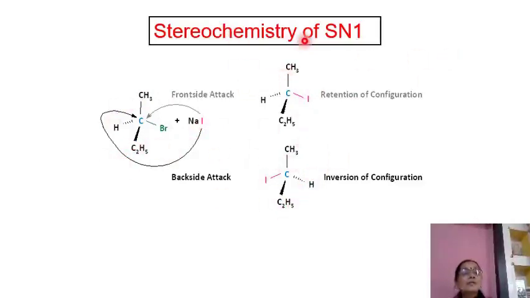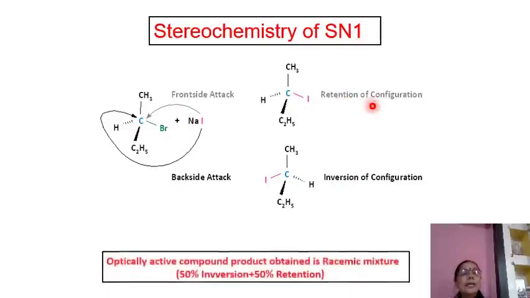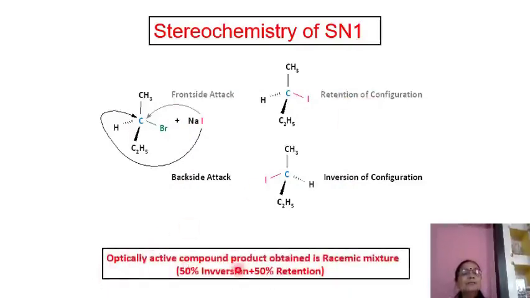Therefore, from the stereochemical point of view, attack of the nucleophile is possible from both sides, backside as well as front side. Backside attack gives inversion, front side attack gives retention of configuration. Hence, whenever we consider SN1 in the case of optically active compounds, meaning an asymmetric carbon where all groups attached are different, it becomes optically active. Therefore, whenever we start from an optically active compound and nucleophilic attack by I negative takes place, it will give a racemic mixture. That means it gives 50% inversion and 50% retention of configuration, which is called racemization.